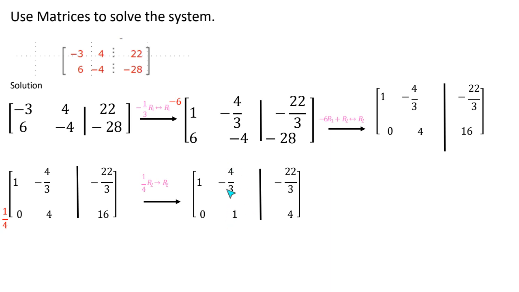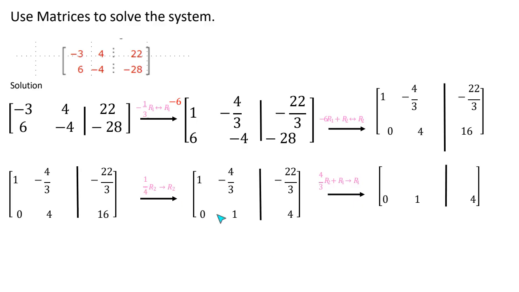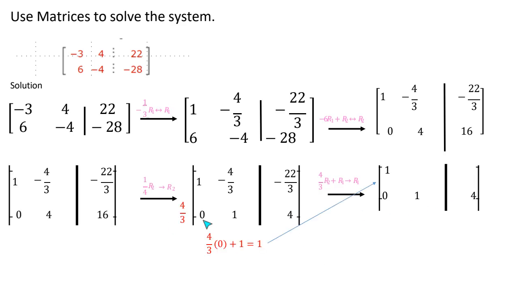So now I need to make the number on top become a 0. In order to do that, we multiply by the opposite, which would be 4/3, so that they can cancel out. So I'm going to multiply 4/3 to row 2, add it to row 1, and then put our answer in row 1. We're not doing anything to row 2, so I'm just going to write it out, and then we can do the work. So 4/3 times 0 is 0, plus 1 is 1.